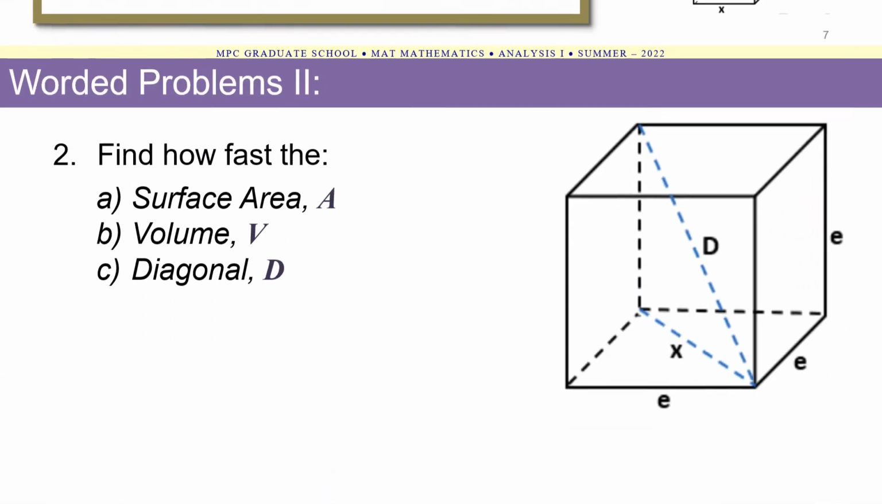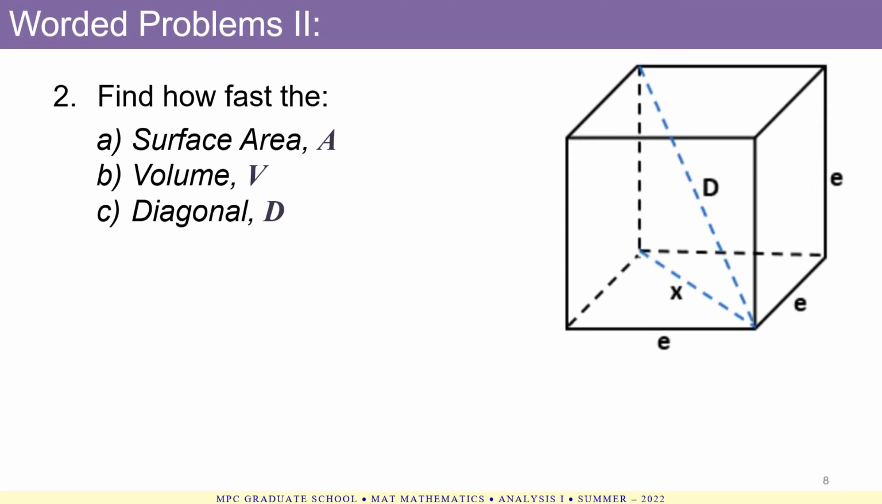Next, worded problem part 2. Number 2 item, find how fast the surface area, volume, and diagonal of this given cube change. The edges are letter e, the diagonal of the box is d, and the diagonal of the face is x.